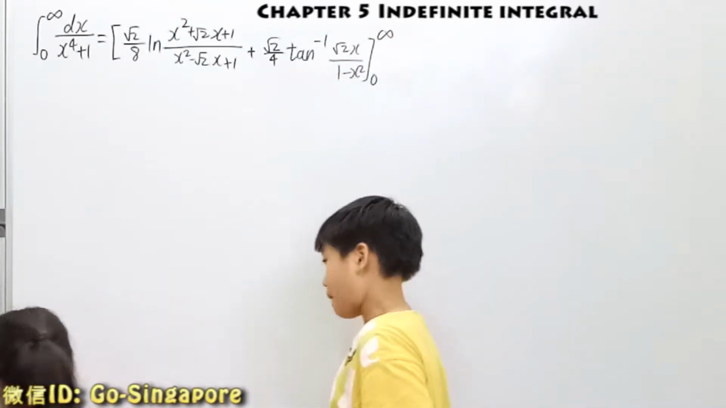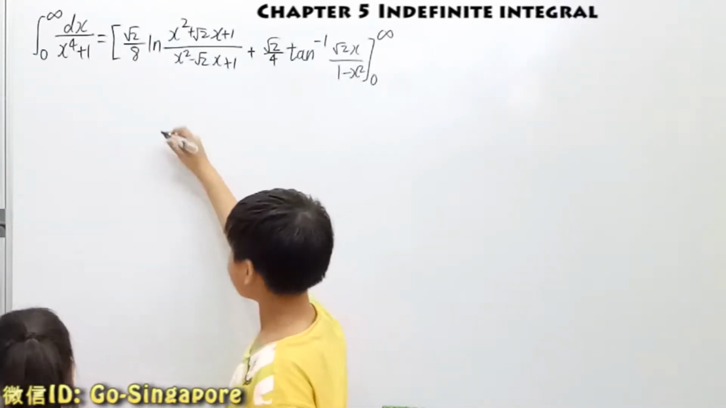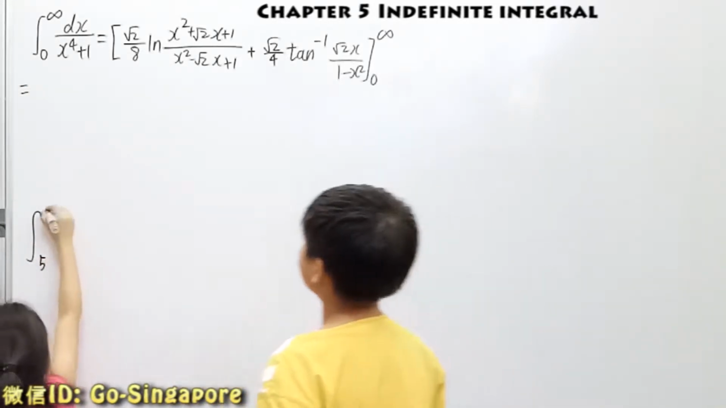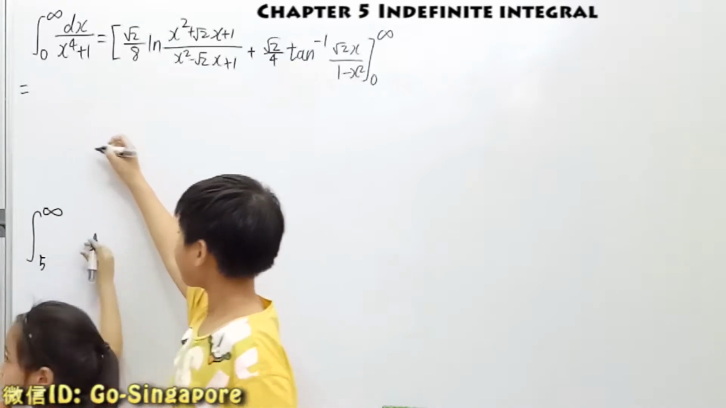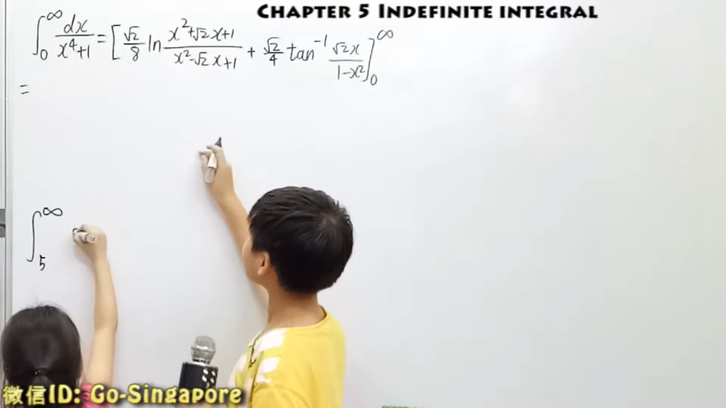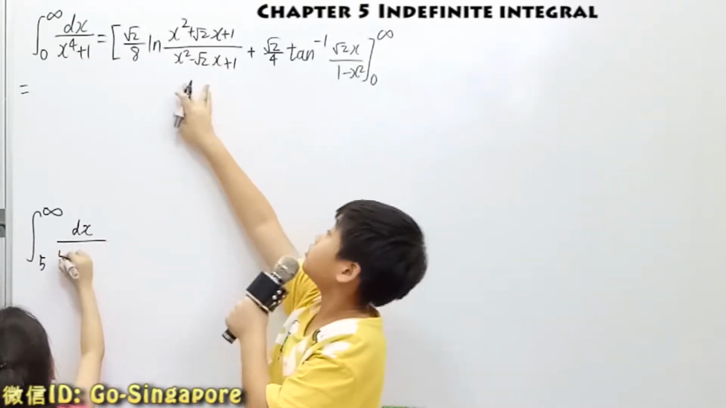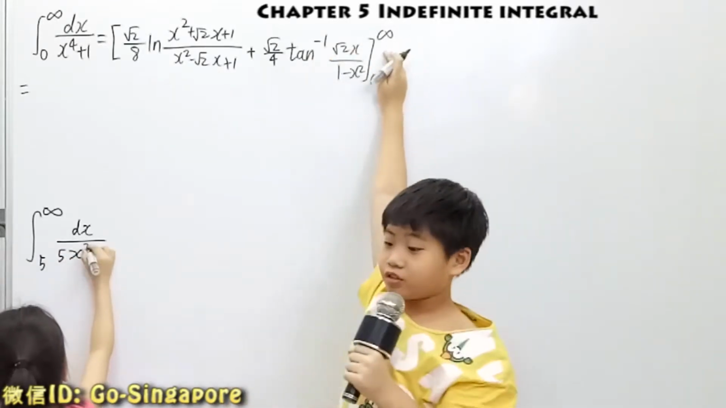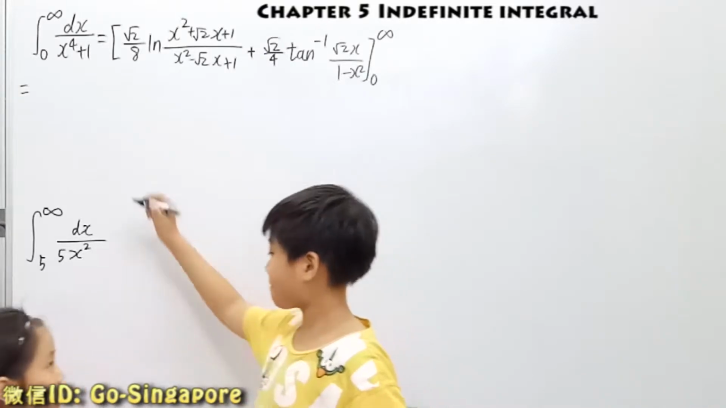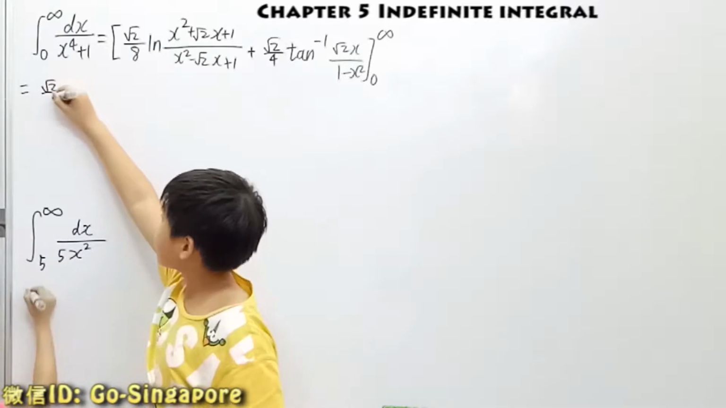Can you write out the types? Yes, let's give some examples. This is an improper. Okay, so right now over here, because here we need infinity, so we'll use the limit. So for example, the infinity, then improper.